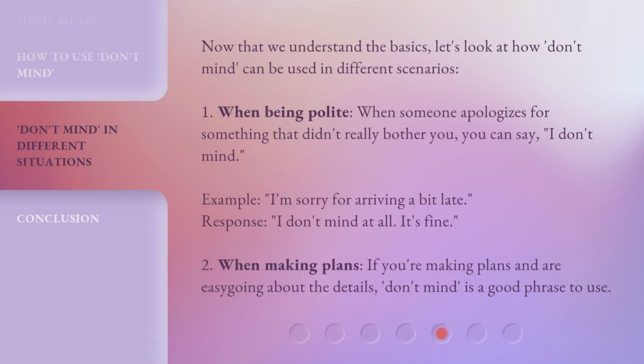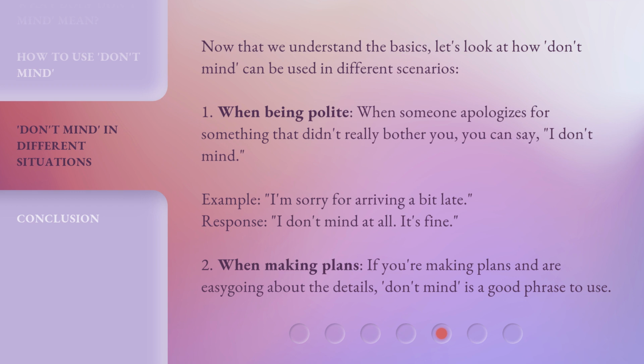Now that we understand the basics, let's look at how don't mind can be used in different scenarios. 1. When being polite. When someone apologizes for something that didn't really bother you, you can say, I don't mind. Example, I'm sorry for arriving a bit late. Response, I don't mind at all. It's fine.